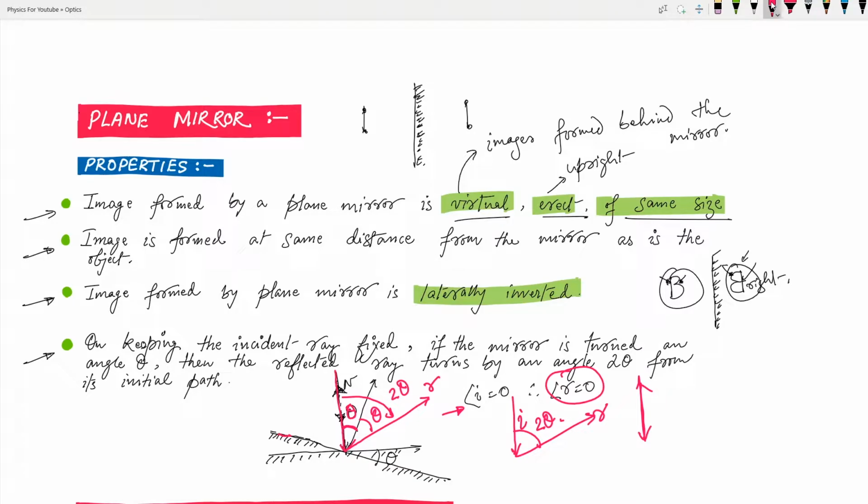So if we turn the mirror by an angle theta, then we will see the reflected angle will increase by 2 theta. I hope this much is clear. So I'll read it again. On keeping the incident ray fixed, if the mirror is turned at an angle theta, then the reflected ray turns by an angle 2 theta from its initial path. I hope now it's clear. Okay, simple as that. Now let's proceed.